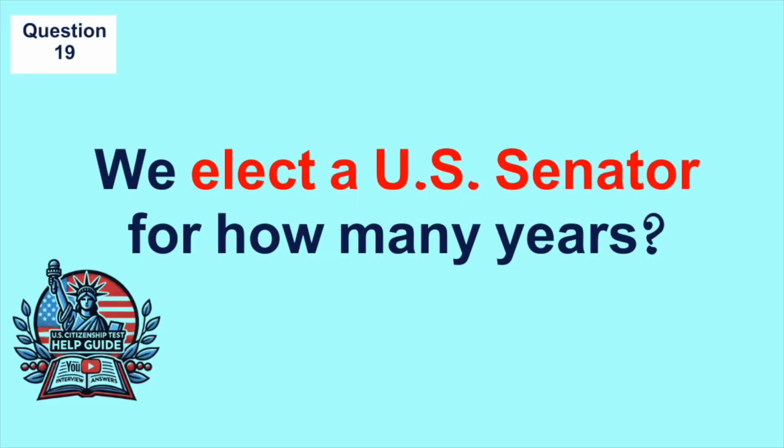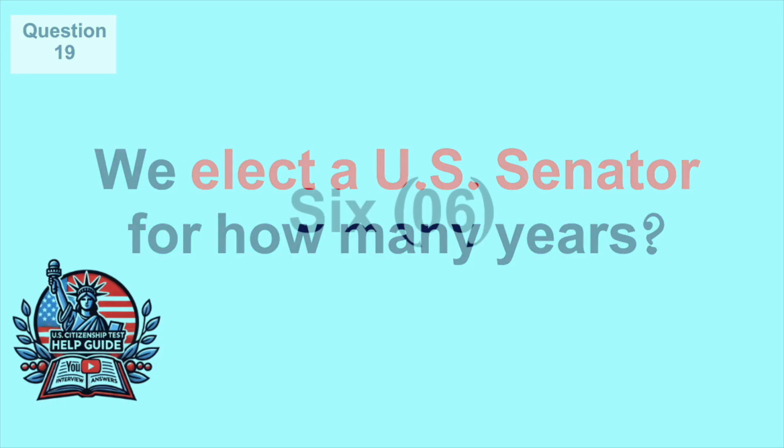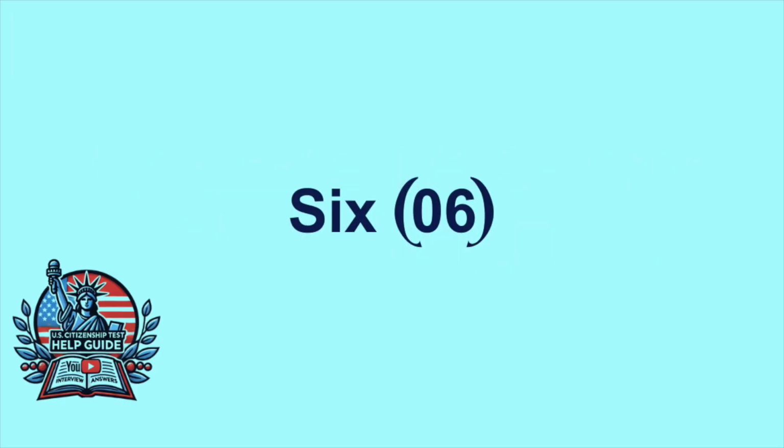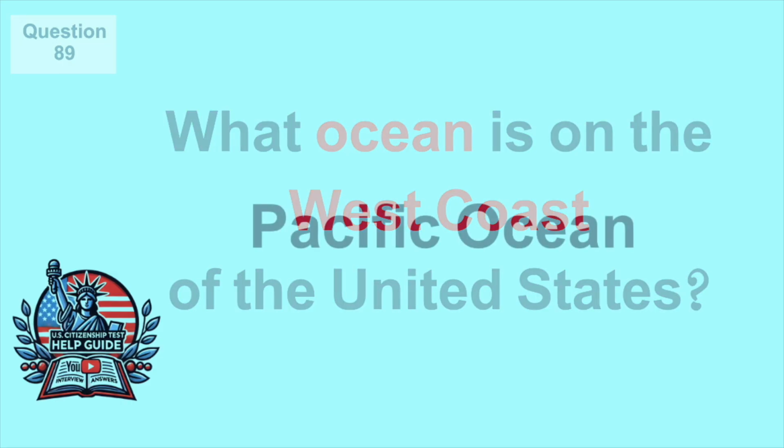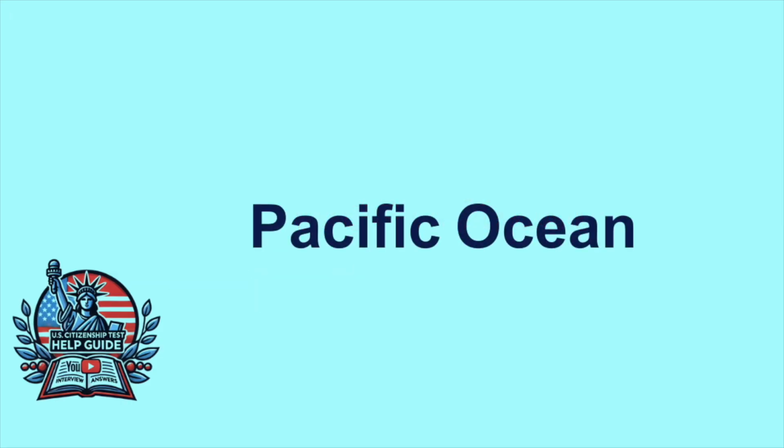We elect a U.S. Senator for how many years? Six. What ocean is on the west coast of the United States? Pacific Ocean.